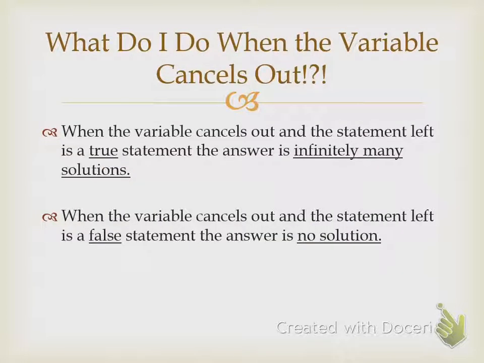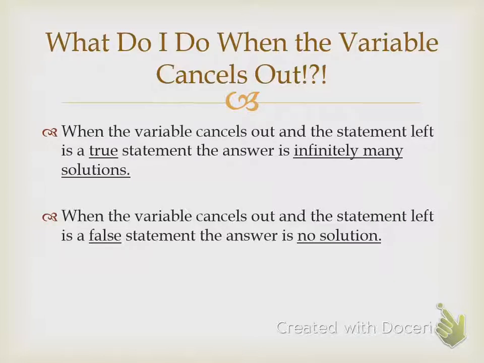Now, what do I do when the variable cancels out? This is a new situation that we're going to see today. We're going to be working through Don't Call Me After Midnight, and sometimes that variable is going to go away. So here's what happens. When the variable cancels out and the statement left is a true statement, the answer is infinitely many solutions. Okay? You might remember it as infinite solutions with Mrs. Kinder. Okay? For the purpose of filling in your notes, write infinitely many solutions.